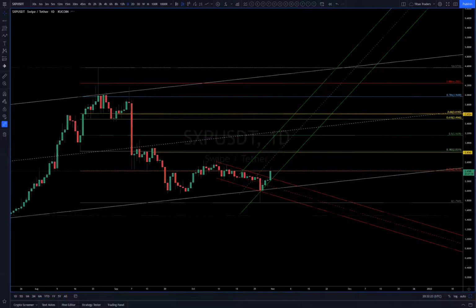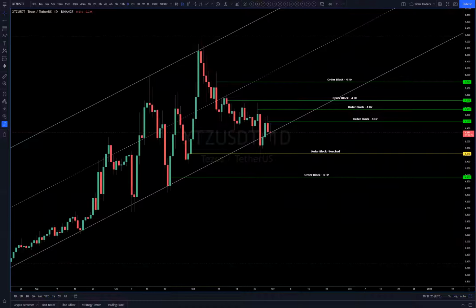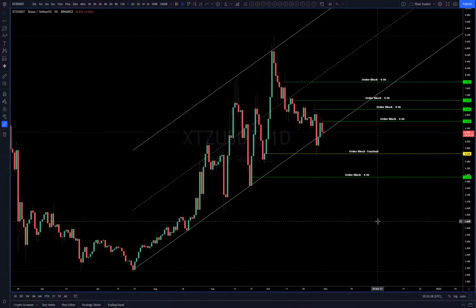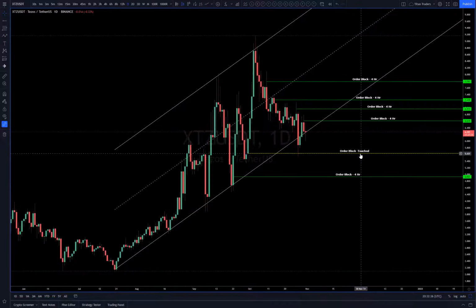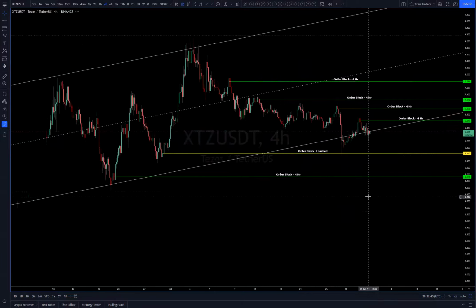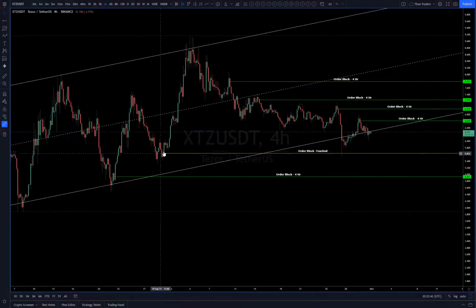Okay, next I'll move over to Tezos. So again, a bigger channel. We're at the bottom of the channel, we're holding it. We have already picked up some liquidity in the lower block, and this is a 4-hour block. So if we move down here, you could say this is a block even here, and we have filled that liquidity. There are more local 4-hour blocks.